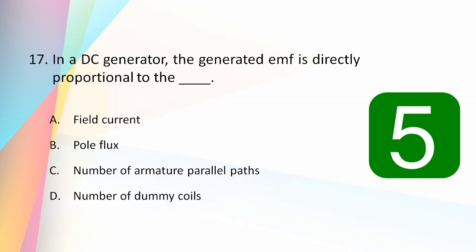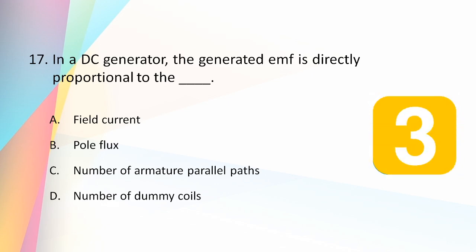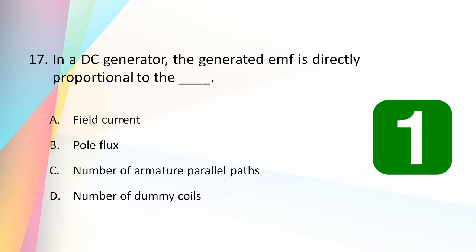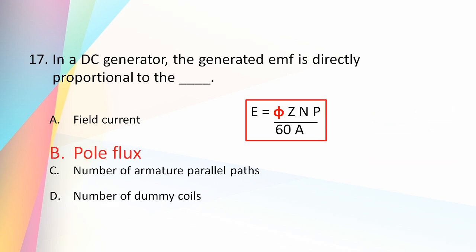In a DC generator, the generated EMF is directly proportional to the field current, pole flux, number of armature parallel paths, number of dummy coils. And the answer is pole flux, because we know that the generated EMF is equal to phi Z N by 60 into P by A, where phi is the flux, Z is the number of armature conductors, N is the speed, P is the number of poles, and A is the number of parallel paths. So E is proportional to the pole flux.